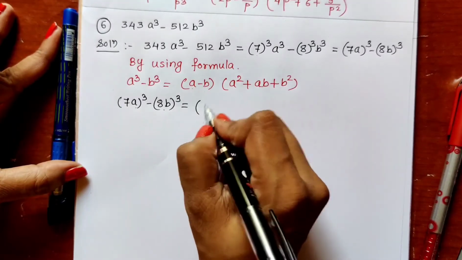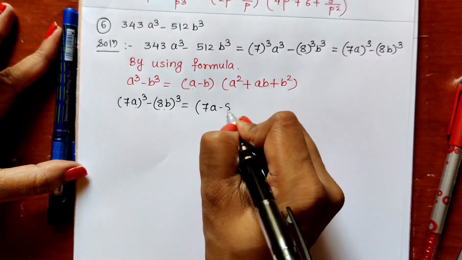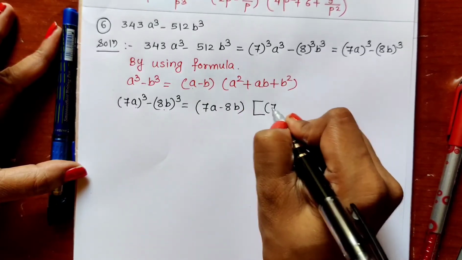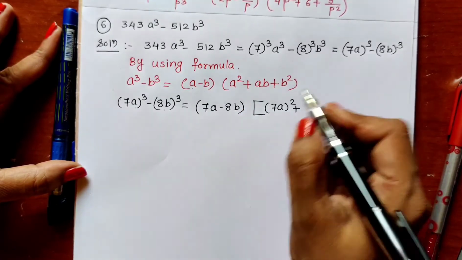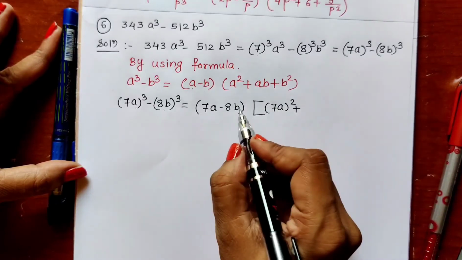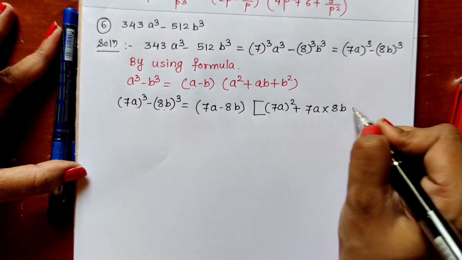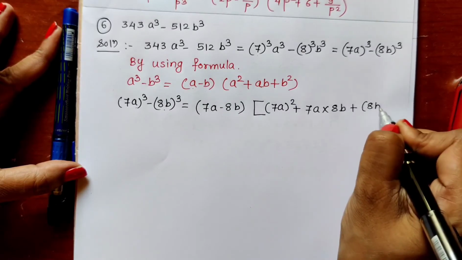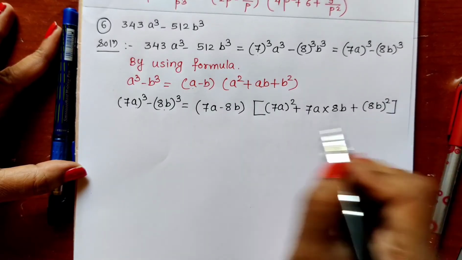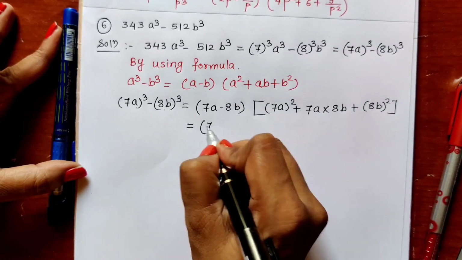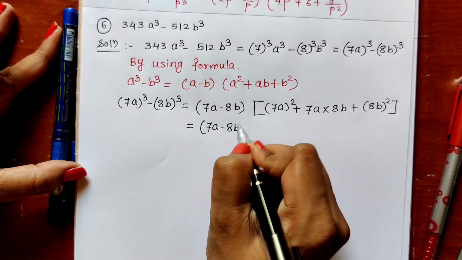So a minus b means 7a minus 8b. Second bracket, a square means 7a whole square plus a into b, a is 7a, b is 8b, so 7a into 8b, plus b square means 8b whole square. Now in first bracket we cannot take out anything common, so write it as it is.